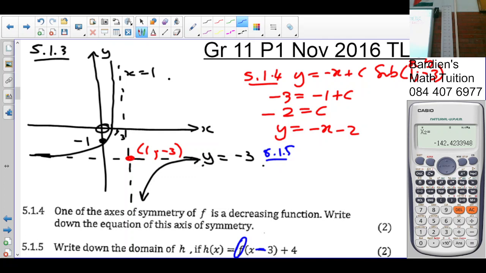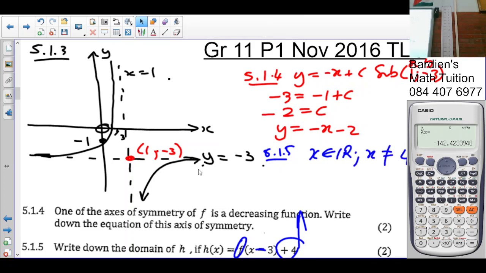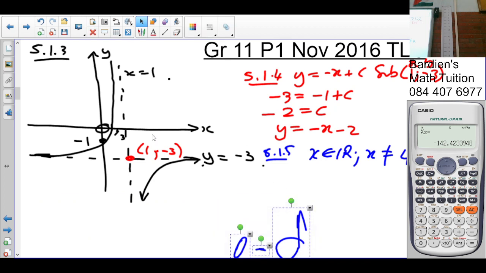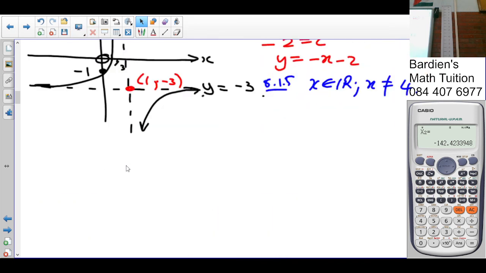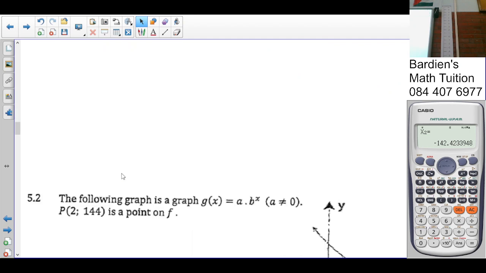Not so. Then you're going to shift the graph 4 units up. Would that affect your vertical asymptote here? No, it will stay at x equal to 4. So my domain there is x is an element of all real numbers, x is just not equal to 4. Okay. But just the trick there, you read it from the current graph given to you. Okay.